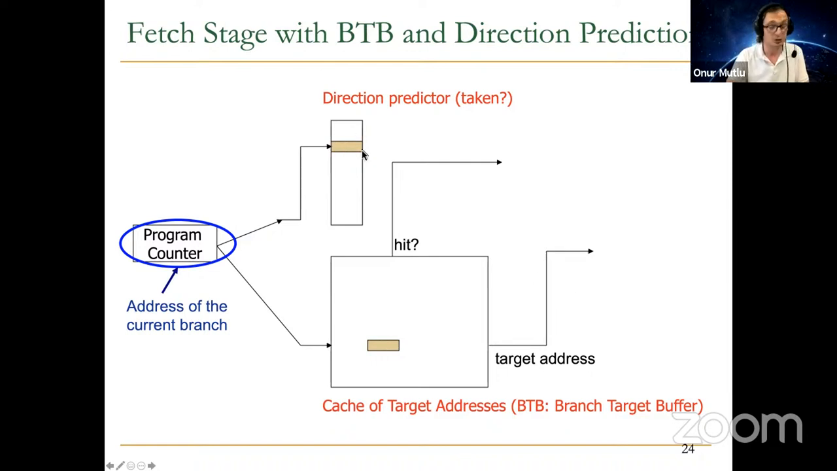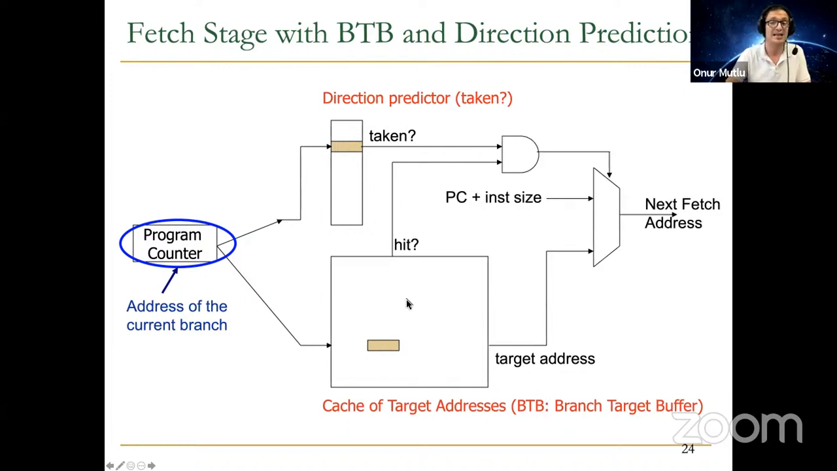Direction predictor tells you what to use. Basically, if the direction predictor says taken, and if a target address for this program counter exists in the BTB, branch target buffer, then the next fetch address is really the target address coming from the branch target buffer. If the direction predictor says not taken, or if it's not a hit, then we fall back to PC plus 4, essentially, as the next fetch address. I say instruction size to be general here, but in MIPS, it's PC plus 4.